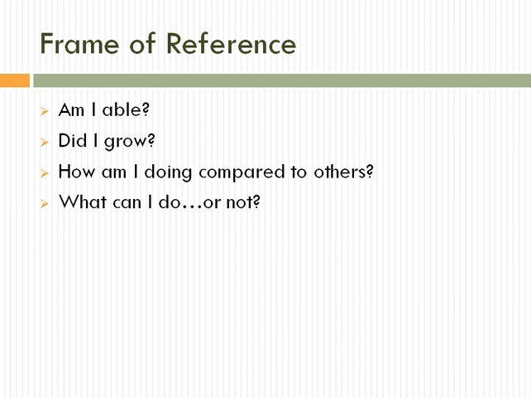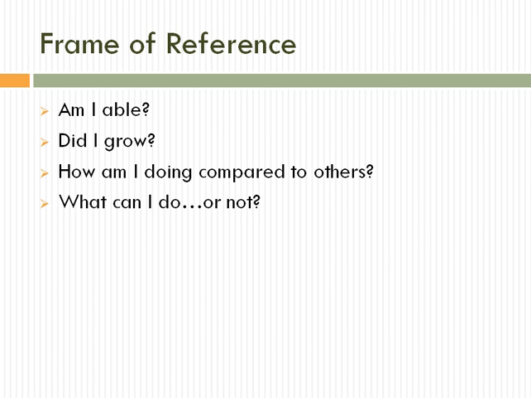There are multiple frames of reference for reviewing learner performance. Among them is the question of ability. Educators can assess the learner's ability to perform. It's not uncommon for learners to ask, "Am I able?" And our interpretation of their performance will help them answer their question.